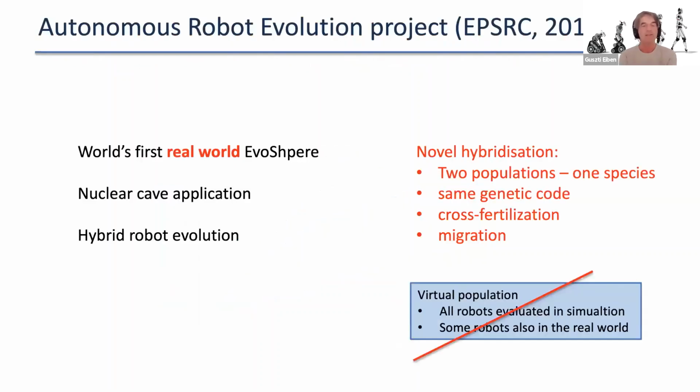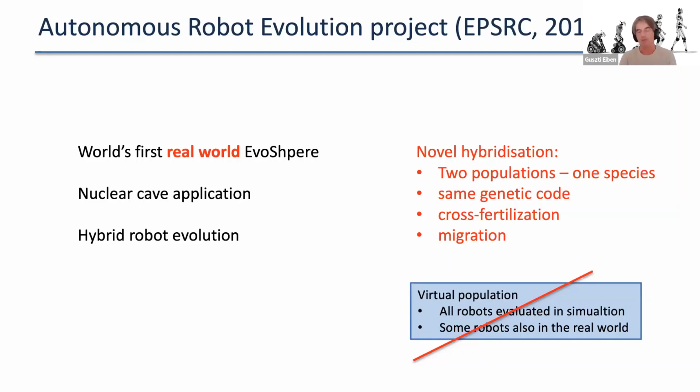Now, another slide that you are all waiting for, the Autonomous Robot Evolution project, led by Andy with 4 partner universities from Bristol, Edinburgh, and Amsterdam. This project is building the first real-world Evosphere. It was granted most likely because we had an application which is highly relevant. And one of its most important novelties is that it will feature hybrid robot evolution. And this will be a completely new way of hybridization.